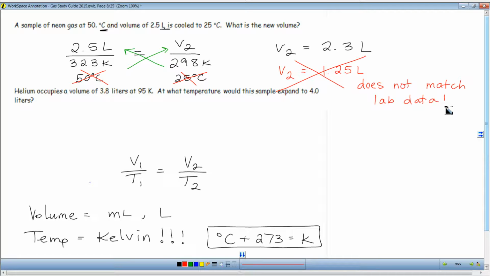If the Celsius temperature doubles, the volume will increase, but it will not double. Or kind of like this example. The Celsius temperature went down by half. Well, the volume goes down, but not by half. Not in the lab.